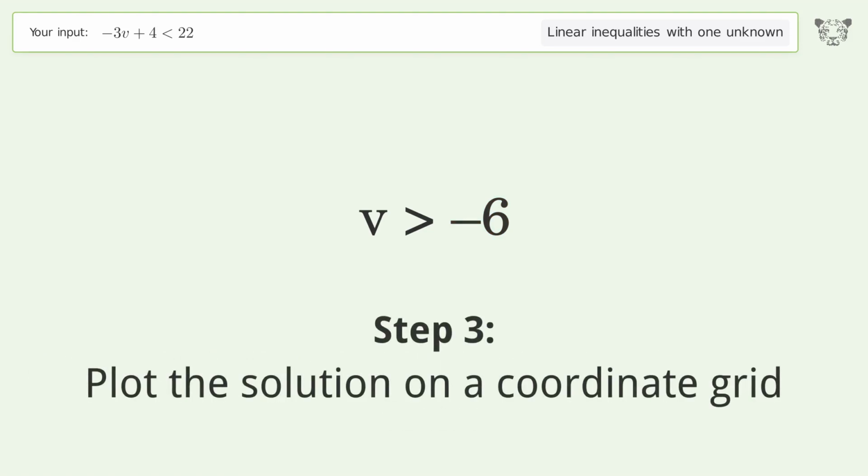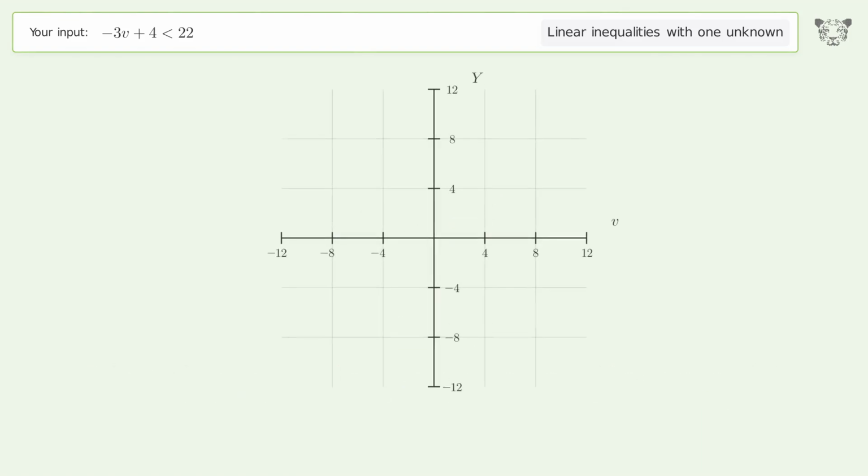Plot the solution on a coordinate grid. And so the final result is v greater than -6.